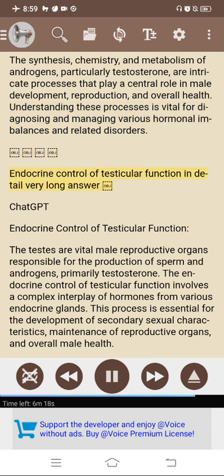Endocrine control of testicular function in detail. Very long answer. ChatGPT. Endocrine control of testicular function. The testes are vital male reproductive organs responsible for the production of sperm and androgens, primarily testosterone. The endocrine control of testicular function involves a complex interplay of hormones from various endocrine glands. This process is essential for the development of secondary sexual characteristics, maintenance of reproductive organs, and overall male health.